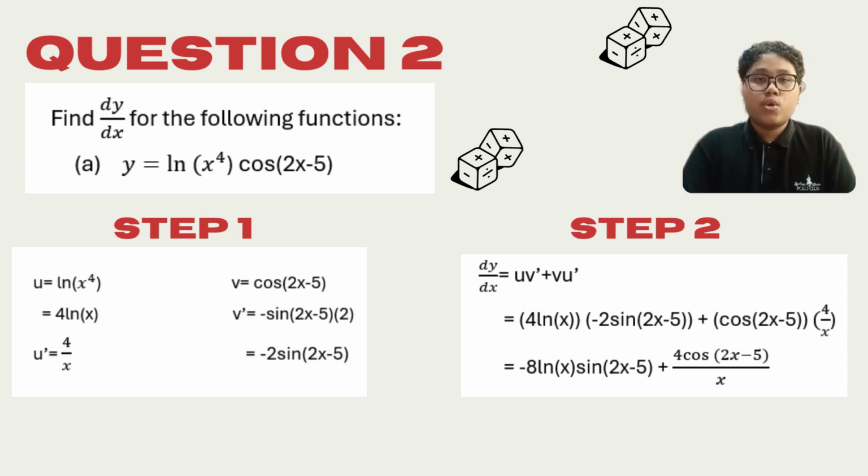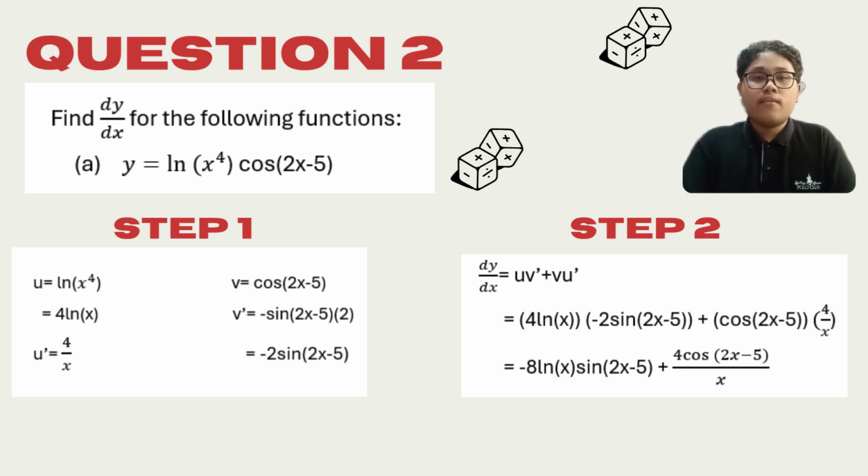For our first step, we can separate the u and v from the multiplied function. For u, we can make it easy by using the logarithm laws to bring the power down, making our u become 4 ln x. For its derivative u prime, it is just 4 over x. Next, for v, it is cosine of 2x minus 5, and for the derivative, we can find it by applying the chain rule, so the v prime becomes negative 2 sine 2x minus 5.